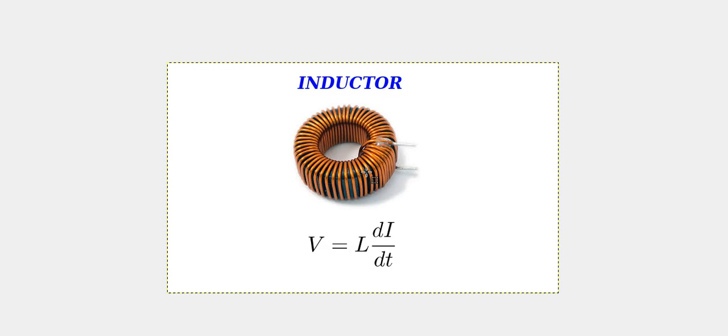Inductance also depends on the radius of the coil and on the type of material around which the coil is wound. The standard unit of inductance is Henry, and we can express the inductance of an inductor as V equal to L into di by dt, where V equal to voltage, L equal to inductance of an inductor in Henry, and di by dt is the rate of change of current.